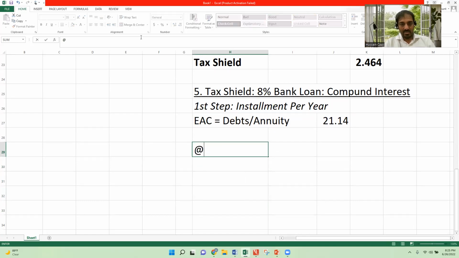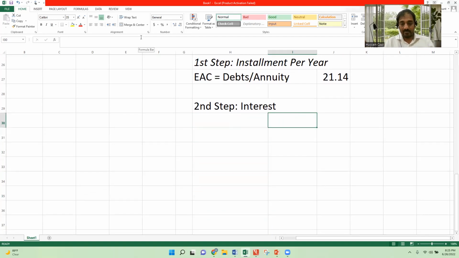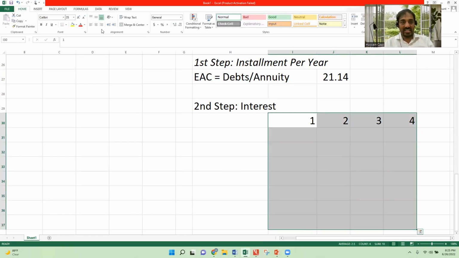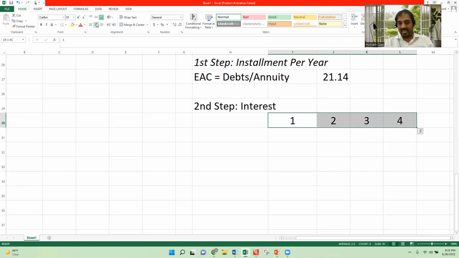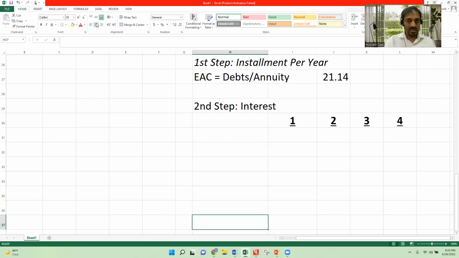Second step is to identify interest. Sir, why are we doing these steps? Because here the amount of interest is not constant. Amount of interest is not constant in compounding. It's like a leasing. Each year, whenever you pay the installment amount, the level of interest changes.